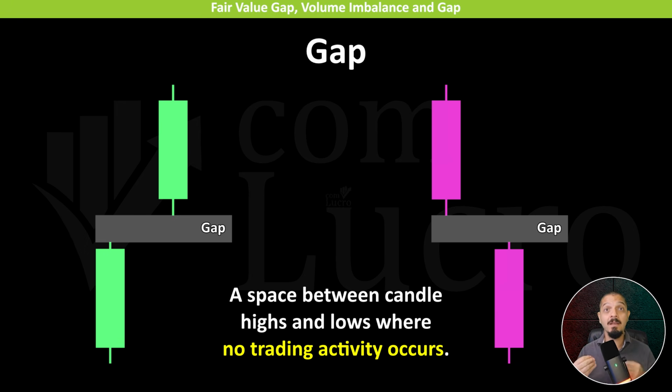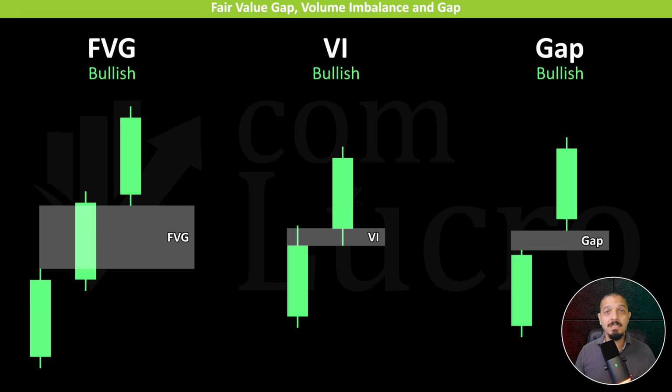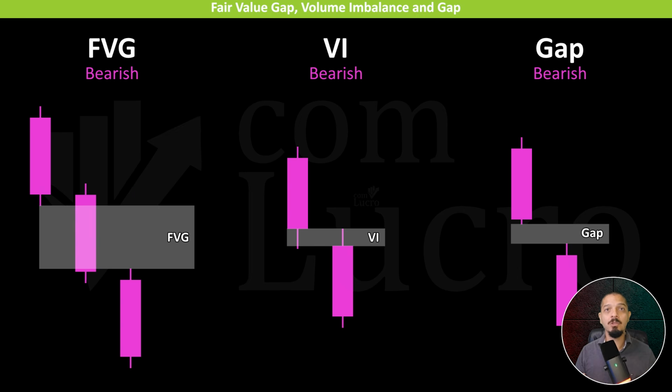In a bearish gap, there is space between the low of the first candle and the high of the second candle. In the illustration, you can see the bullish versions of a fair value gap, a volume imbalance, and a gap placed side by side for comparison. In the following illustration, the bearish versions of all three patterns are shown.